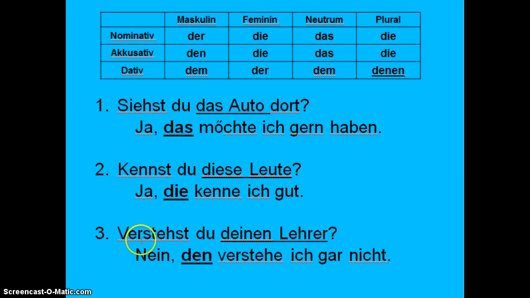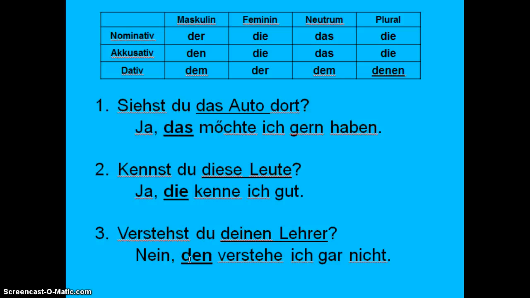In Nummer 3, verstehst du deinen Lehrer? You'll notice that deinen Lehrer is a direct object and it's masculine, which is why this deinen ends in N. Okay? If I go up here and find the masculine direct object form, I'll use den to refer to that teacher. Nein, den verstehe ich gar nicht. That one I don't understand at all.